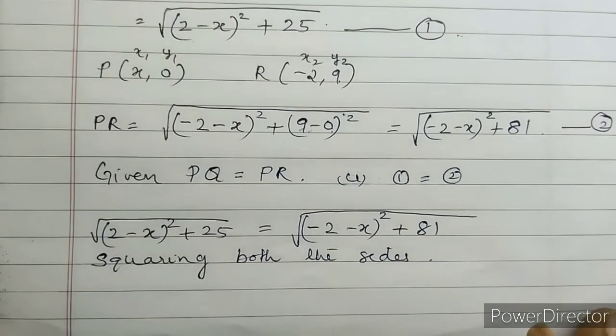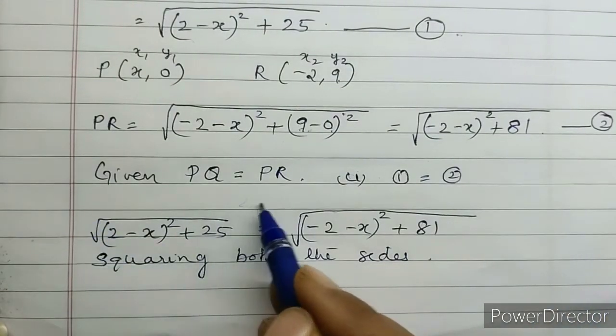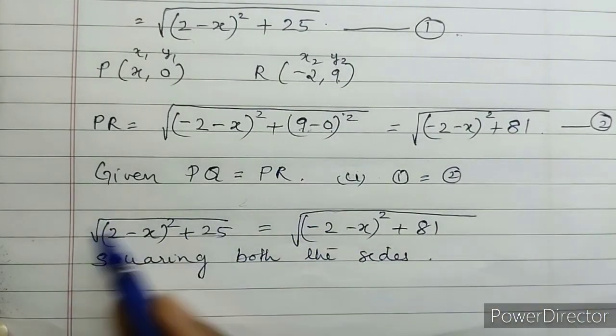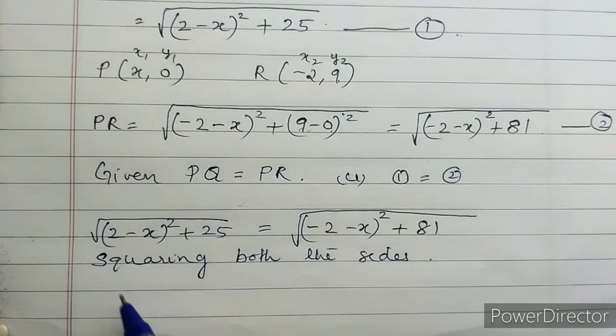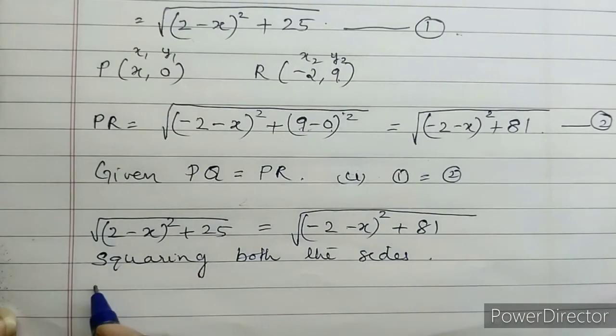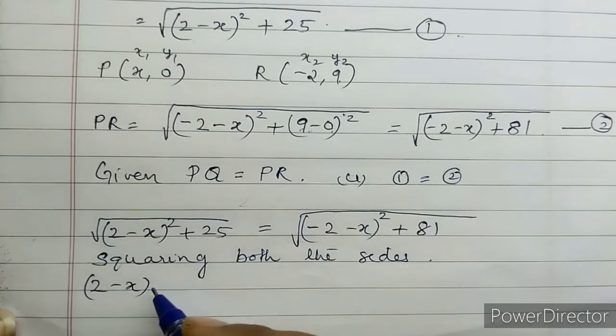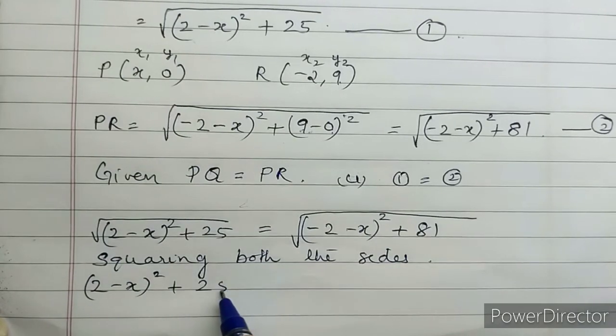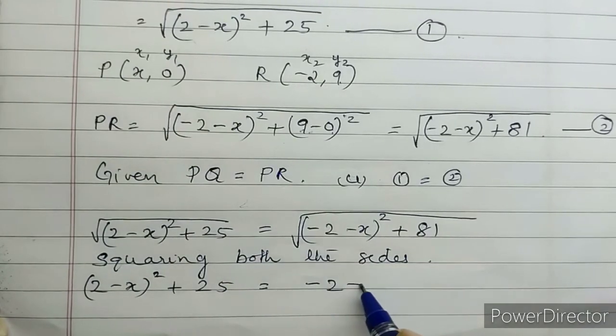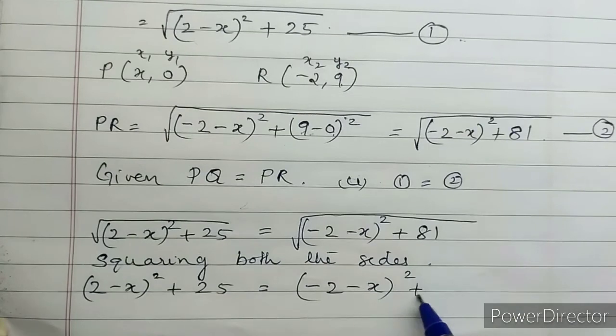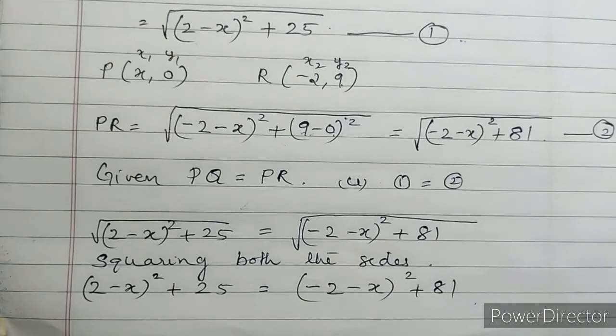So what will happen when you square this whole square and this whole square? The square root symbol will get cancelled. So what remains? (2 − x)² + 25 = (−2 − x)² + 81. Now you have to simplify it.